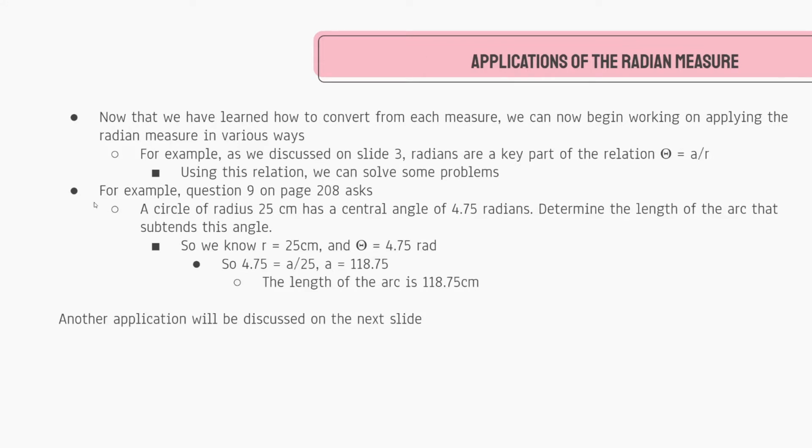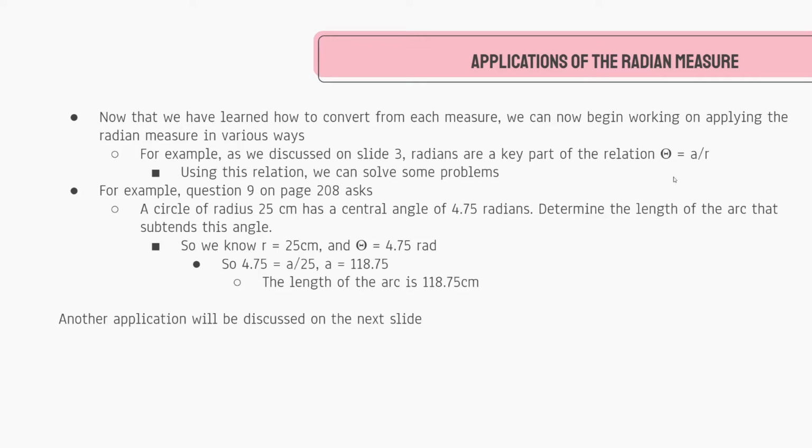So here I brought out an example from the textbook, question 9, and it asked us the following. A circle of radius 25 centimeters has a central angle of 4.75 radians. Determine the length of the arc that subtends this angle. Okay, so what we know from the question is that the radius is equal to 25 centimeters, and that theta is equal to 4.75 radians.